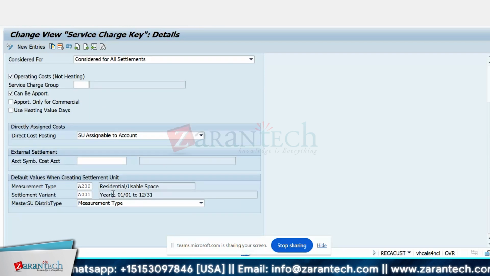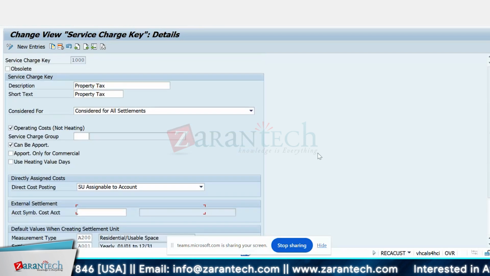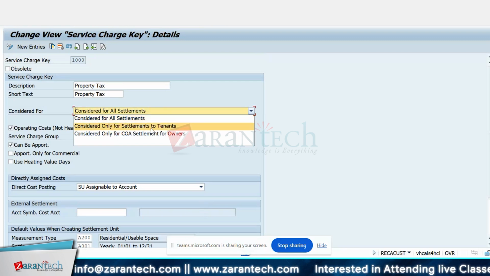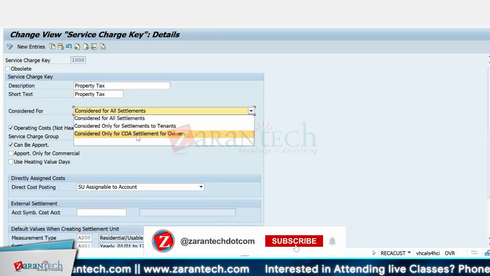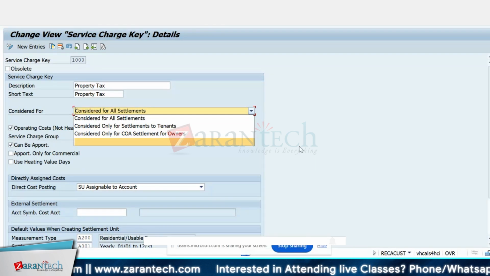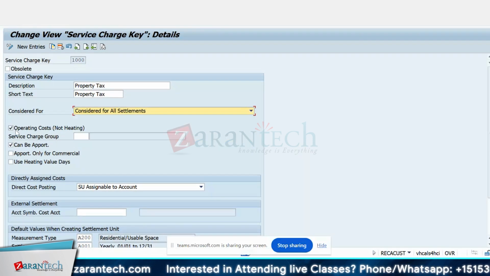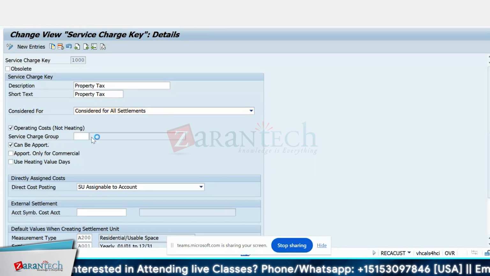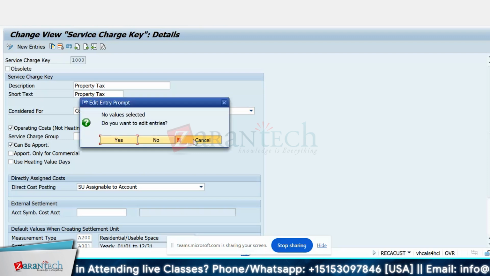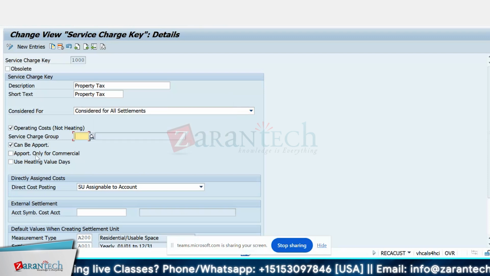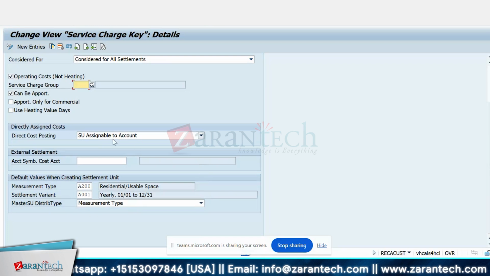Measurement types allowed for this particular service charge key. Okay. Then comes your description. Considered for all settlement, only for settlement to tenants, considered only for chart of account settlement for owners. So you can define based on this. Available for operating cost or not. If you have any service charge group, then you can define it over here. So it is not allowing as a plan. Apportionment on only for commercials, use heating values, direct cost posting, SU assignable to account.